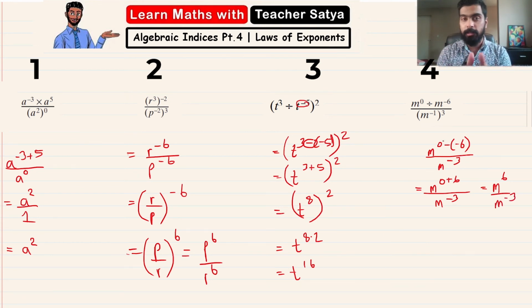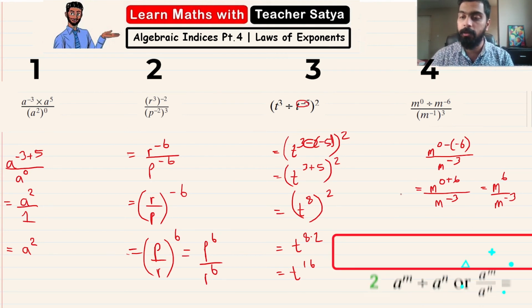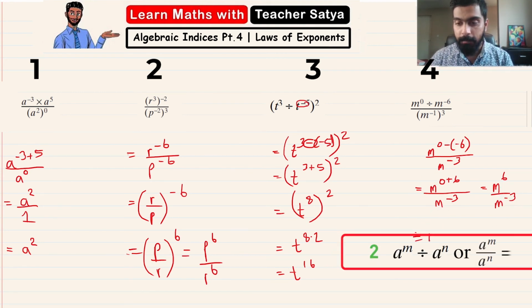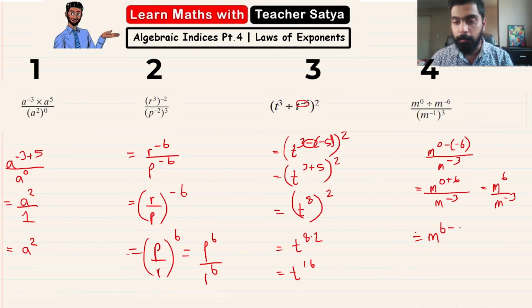Now if we take a look at this, guys, we have a situation where we can use law number 2 again, right guys? So we would have m to the power of 6 minus minus 3, so m to the power of 6 plus 3, and the final answer will be m to the power of 9. Alright guys, and that is how we would solve questions involving negative indices.